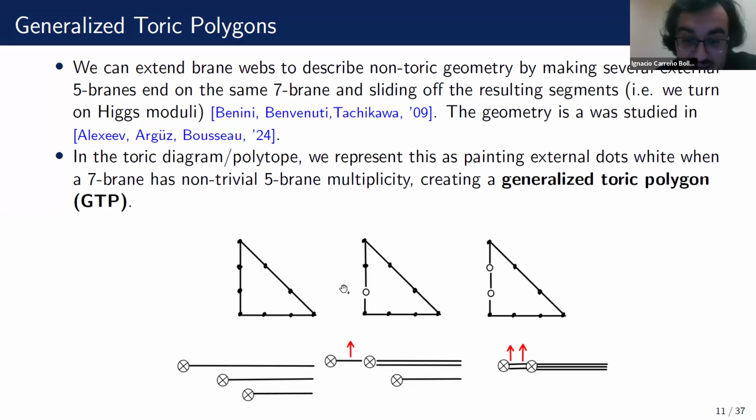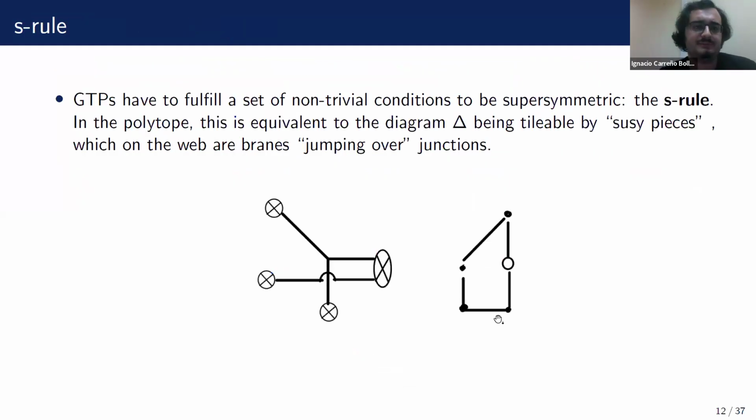Now we can do the same thing again and force the bottom 7-brane to end on the stack of 5-branes, and this results in 2 more segments that we can slide off, and this results in these 2 white dots. Now, a natural question would be if these GTPs are supersymmetric. And there is a non-trivial condition for supersymmetry, which is the S rule, which is a 5D generalization of the original S rule proposed by Hanany and Witten.